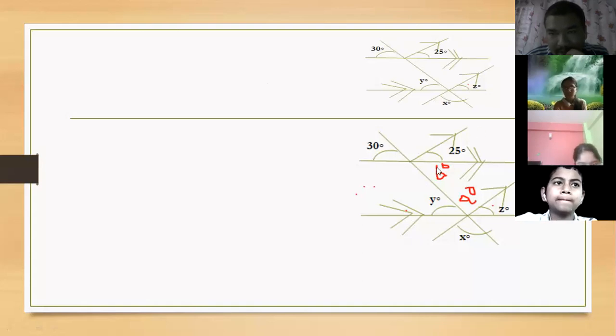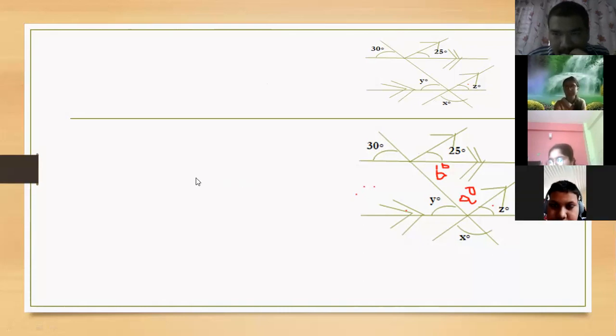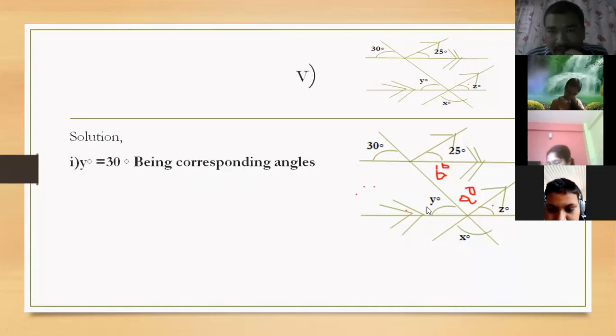In this construction there is no angle named, that's why I have put B degree here, because with the help of B degree we can find other angles also, and with the help of A degree we can find other angles also. Okay, children? Then look here. Y equals 30 degree. Why? Being corresponding angles. Are you clear, children, about it?